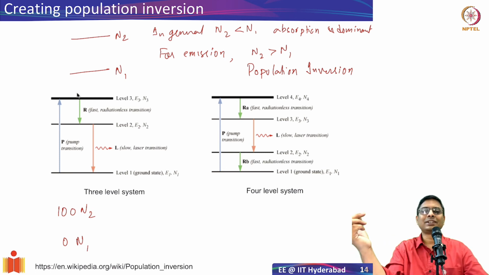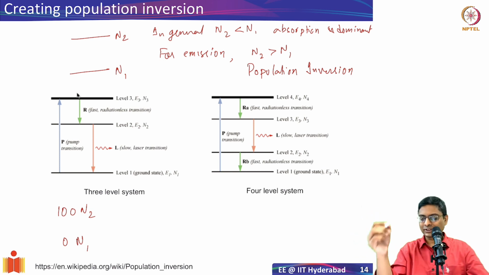To create lasing, scientists use what are known as three-level and four-level systems. Typically in this case, instead of just the two levels, you have an additional level. For example, here there's a ground state, level 1, there's a next level 2, and then level 3.